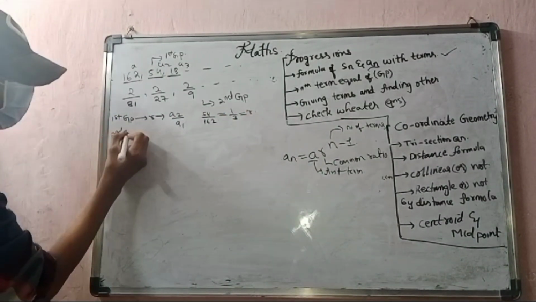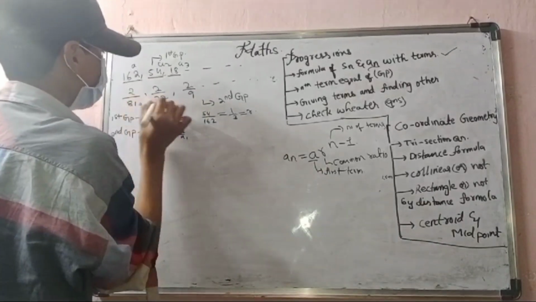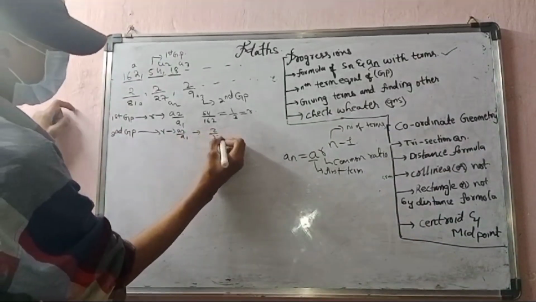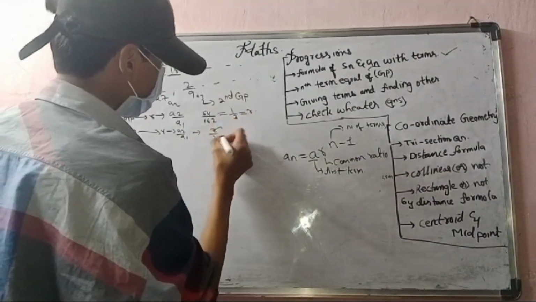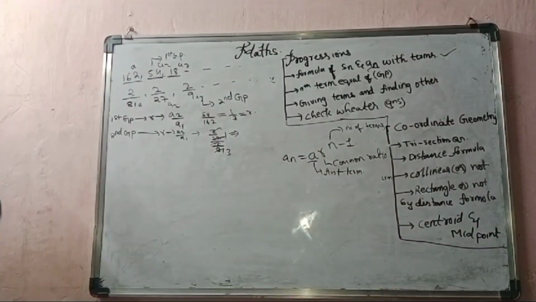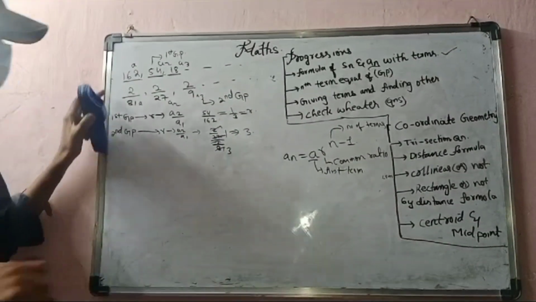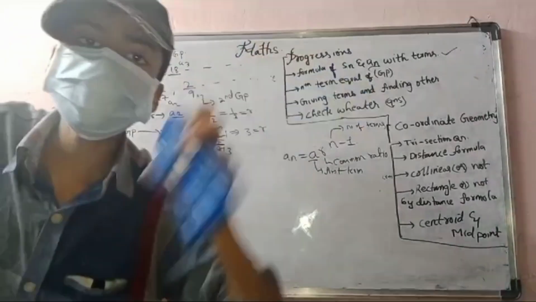In the second GP, the common ratio is a2 by a1. Now here a2 is 2 by 27, and a1 is 2 by 81. The 2 cancels. 27 by 81, so 27 ones are 27, 27 threes are 81. So it will go up and it will be 3. Clear? So here we got r equals 3.